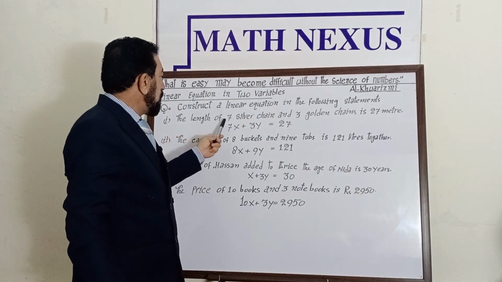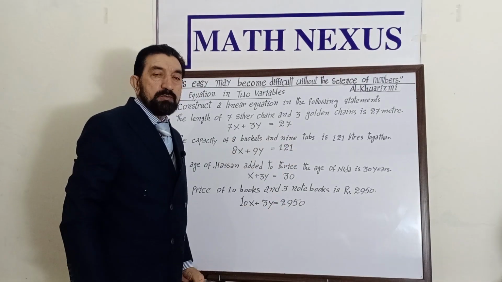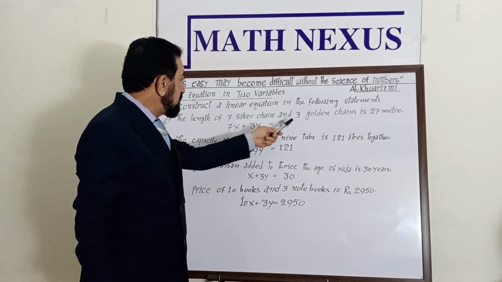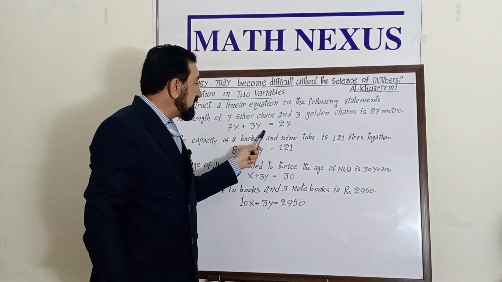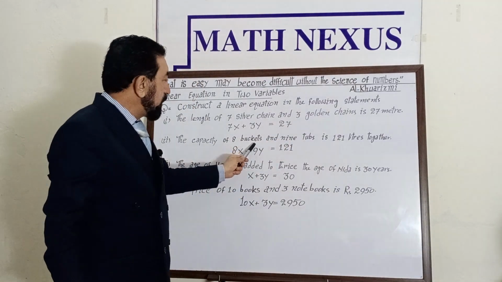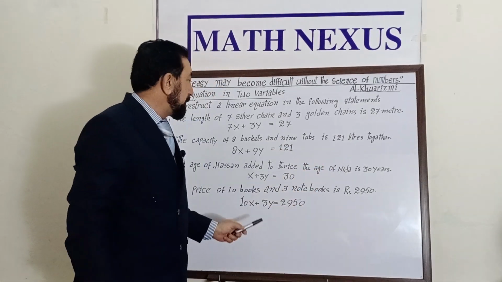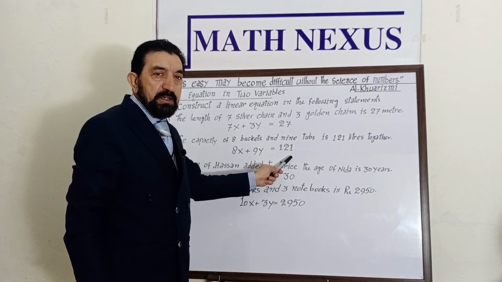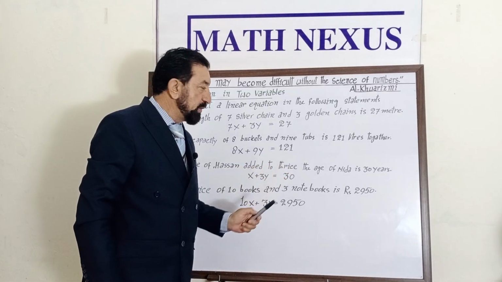First, the length of 7 silver chains and 3 golden chains is 27 meters. 7 silver chains and 3 golden chains equal to 27. We can write 7x plus 3y equal to 27. The capacity of 8 buckets and 9 tubs is 121 liters together. 8 buckets, 9 tubs equal to 121. We can write 8x plus 9y equal to 121.